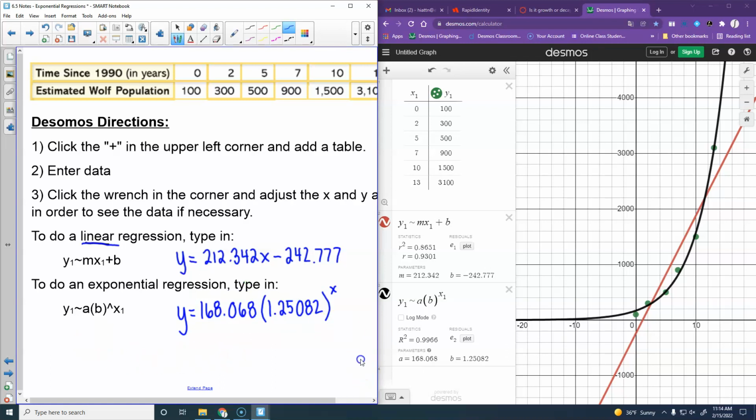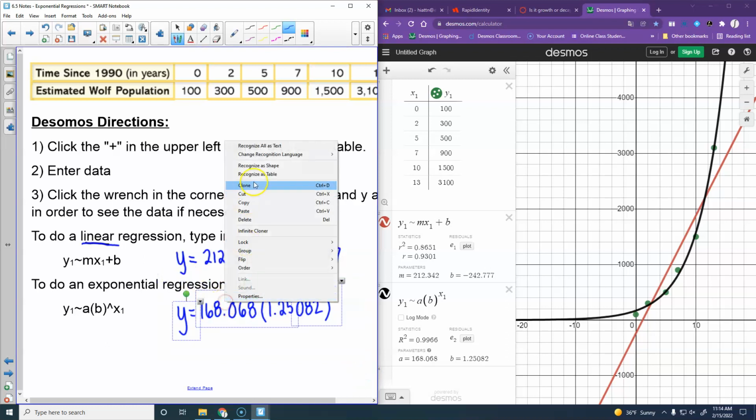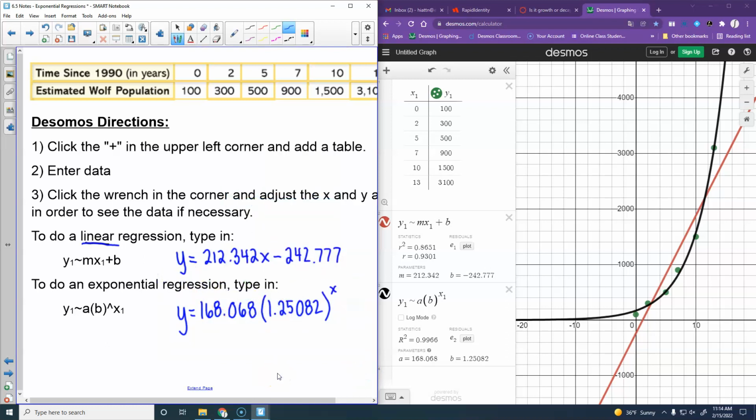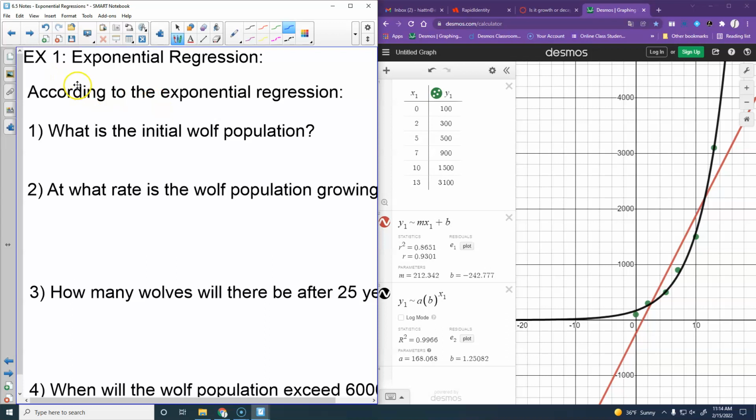Okay, any questions on how to write those down? All right, so according to the exponential regression, right here, I'm going to put my exponential regression. I put mine over here, but if you put it there, it's fine. So we're on the third slide now.